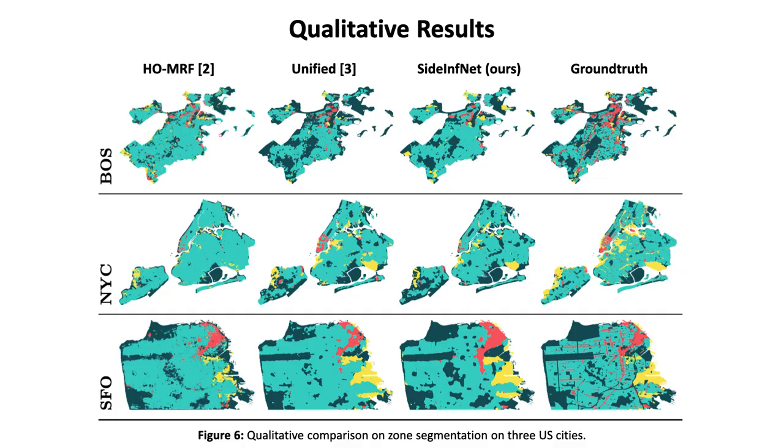Here, we present several qualitative results on the 3 datasets. This first slide showcases the qualitative outputs of several semi-automatic semantic segmentation models on 3 US cities for zone segmentation. In general, we observe that SideInfNet produces much more refined and crisp outputs that better match the ground truth. In addition, SideInfNet also appears to be able to better utilize local photo information to produce more specific outputs, such as this region in red for the San Francisco city.